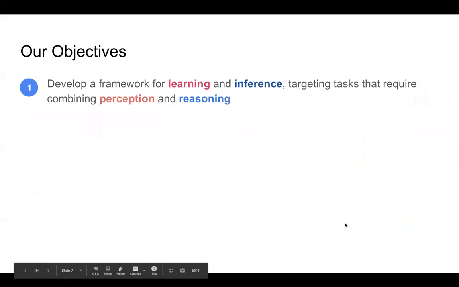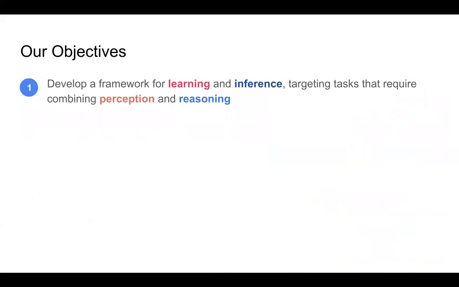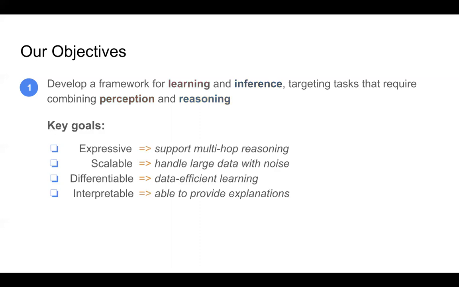Okay. So now that I've motivated a particular application, let me tell you what we are here to achieve. We have two goals. First is to develop a framework for learning and inference in these kinds of tasks. These are tasks that require combining low-level perception with high-level reasoning. And more specifically, we set out to achieve 4 goals. The first is expressiveness. As I said, we'd like to support multi-hop reasoning in a knowledge graph. And I'll be more precise about this later on in terms of concepts such as recursive queries.